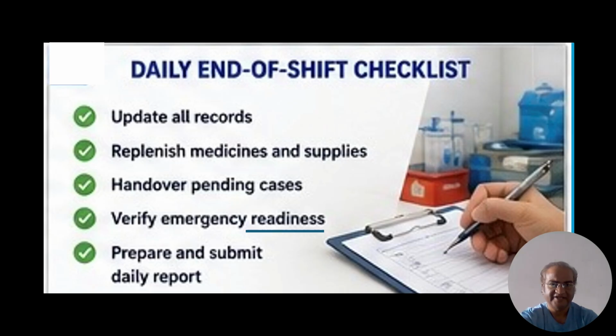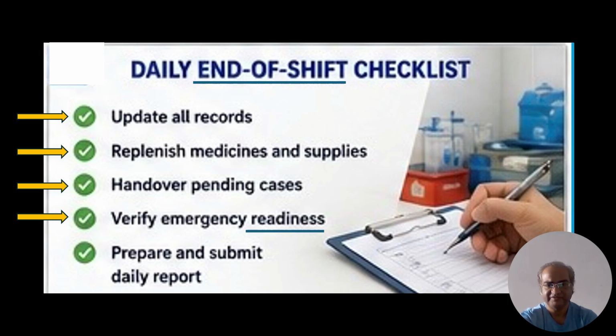Then daily end of shift checklist. When you finish your shift, update all the records, replenish all the medicines and supplies if you used any, hand over all the pending cases if there is any. Verify emergency readiness always before leaving, that everything is okay, ambulance is okay, driver is present, he is having the key, he is having the ambulance phone, then only you need to leave. Prepare and submit daily report, daily summary report.